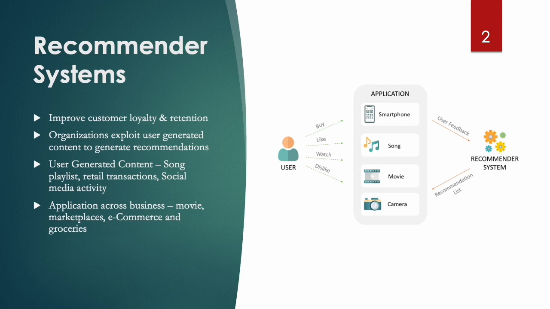Now, these recommender systems can have application across multiple types of businesses. For example, there's movie recommendations. They can be used in marketplaces, in e-commerce, and also in groceries. These recommender systems are generally employed in digital platforms like Netflix, Spotify, Instacart, or even Amazon.